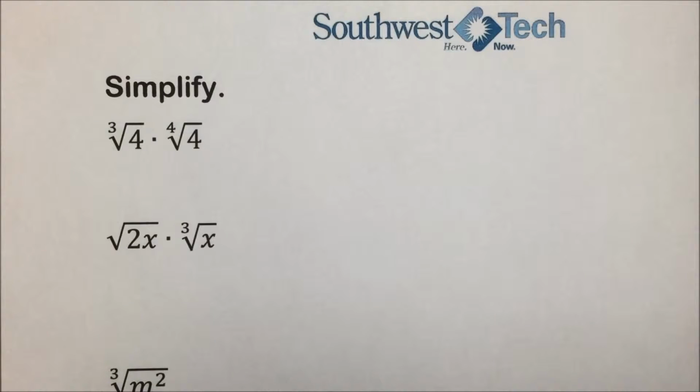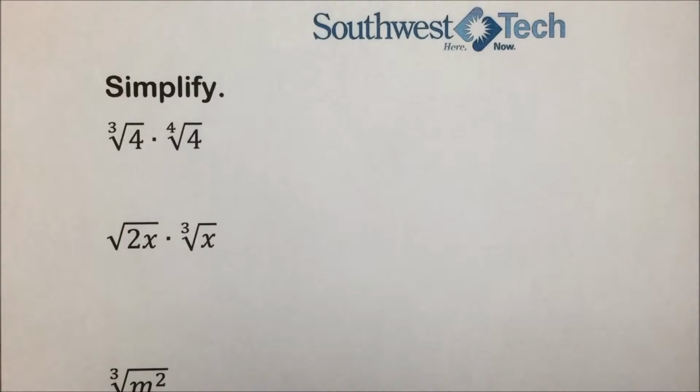Intermediate Algebra, Section 7.5, Terms with Differing Indices. If radical terms have different indices, we cannot multiply or divide the terms by simply multiplying or dividing radicands. However, we can often convert to exponential notation, use the rules of exponents, and then convert back to radical notation.